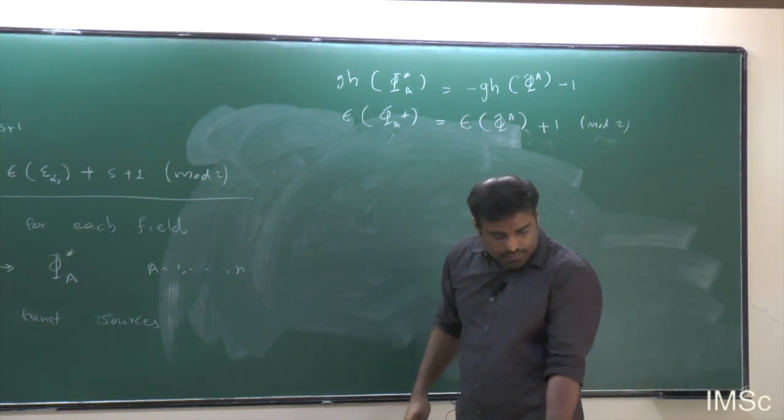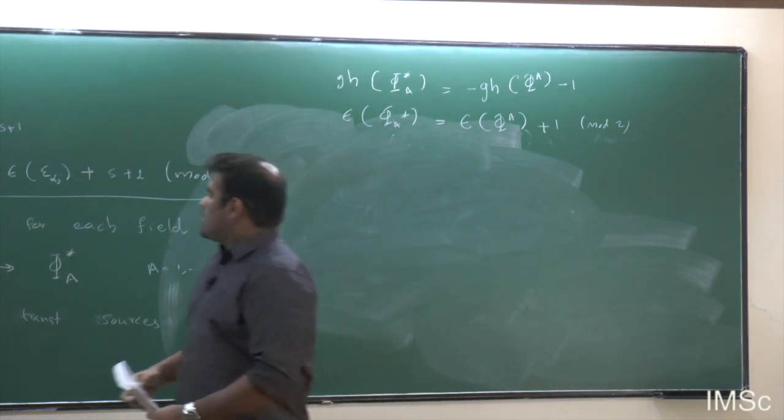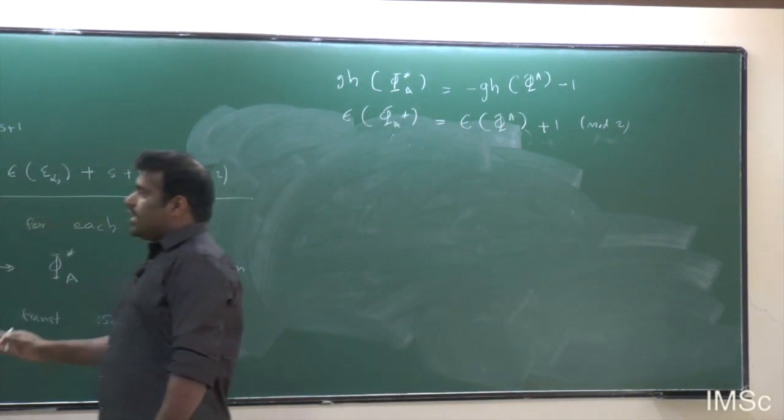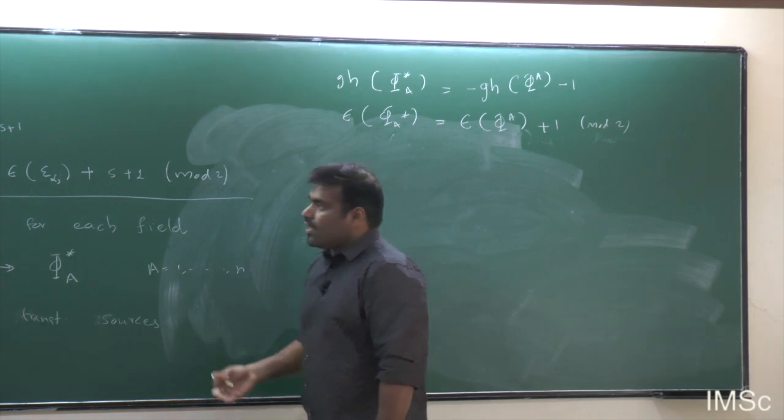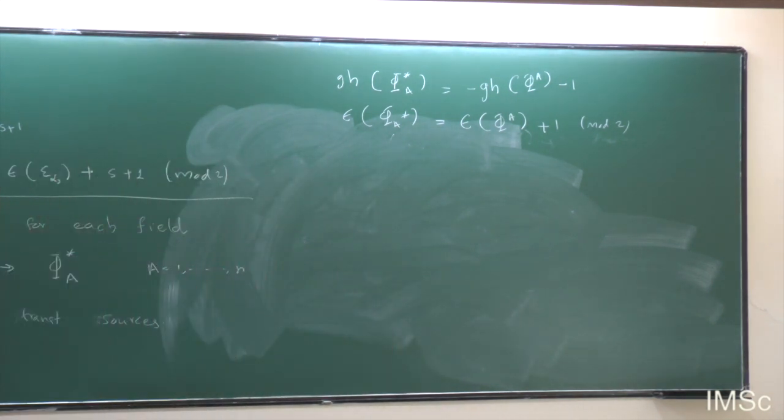So this is the second step. Now we introduce an antifield. At the end, when you do the calculations, you have to throw away these antifields by using an appropriate gauge fixing. That I will discuss later.